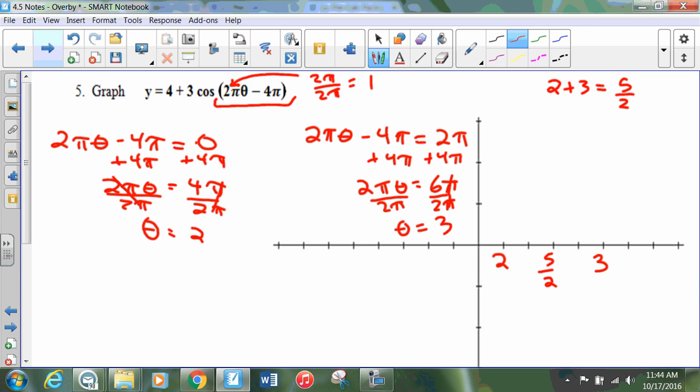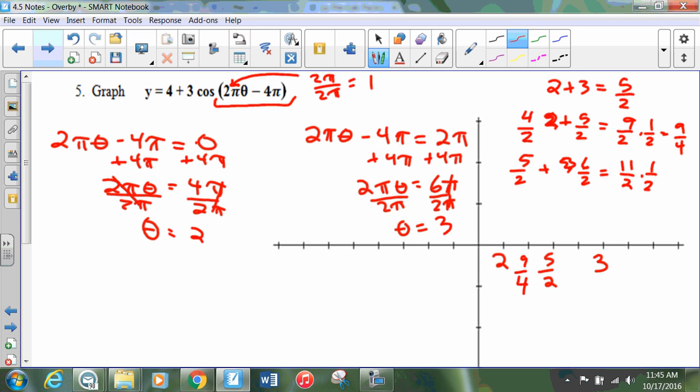We don't want to do decimals unless we have to. All right, then we're going to do the middle between 2 and 5 halves. That's the same thing as rewriting 2 as 4 halves. So we'll have 9 halves, but divided by 2, that's 9 fourths. That's a really pretty number. And then finally, we've got from 5 halves to 3. We're going to change our 3 to be 6 over 2. So we'll have 11 halves, but we've got to divide it by 2, so we'll have 11 fourths. And that's the last tick mark we needed to find.